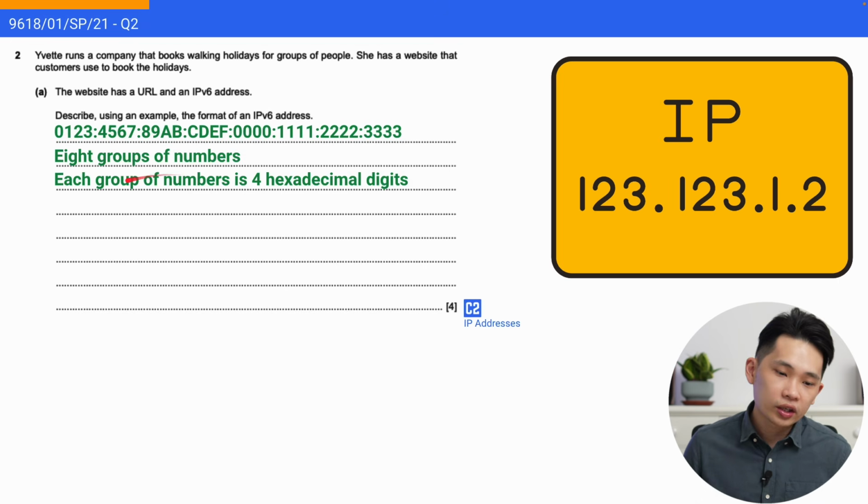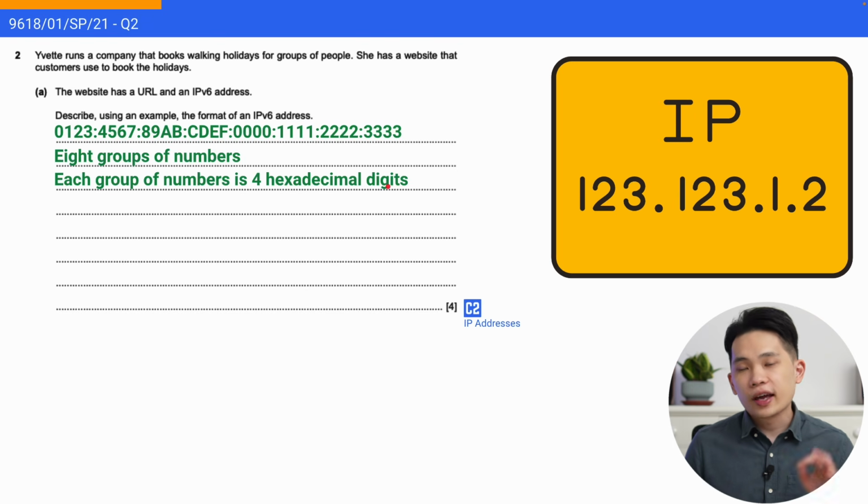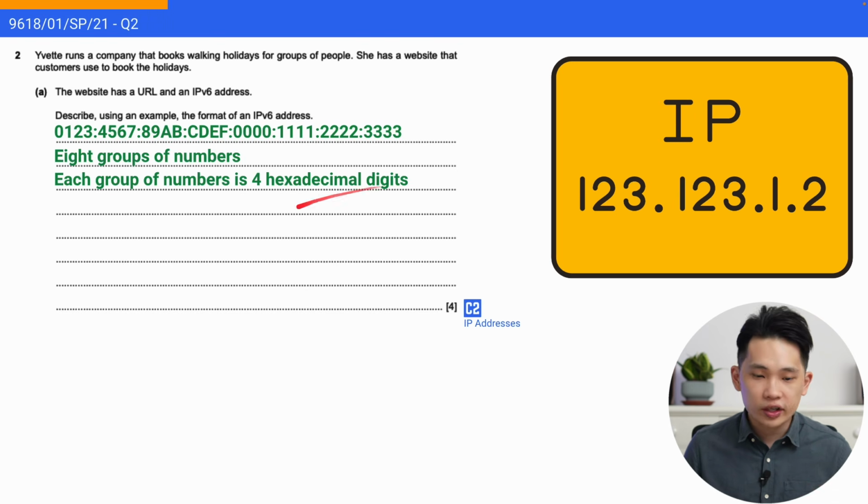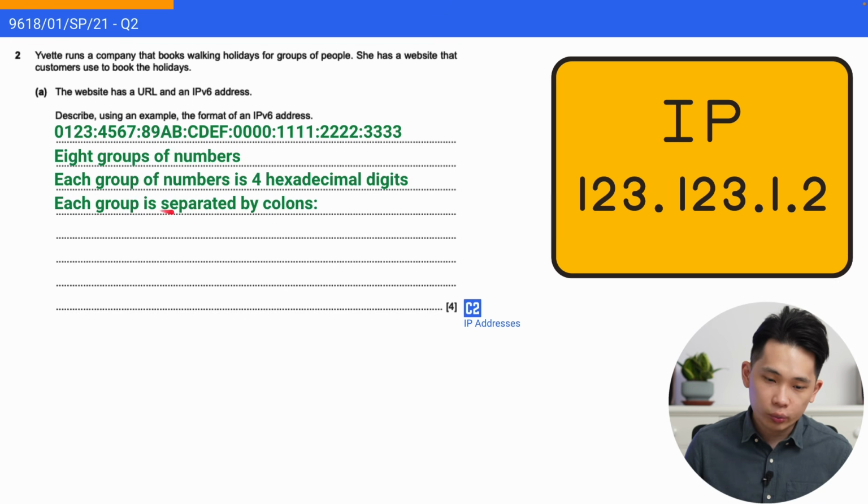And then next will be, each group of numbers is 4 hexadecimal digits. And finally, to get the last mark here, we can just write each group is separated by colons. So if you look at this, all these numbers are separated by these colons here. So this is how you could get 4 marks for this question here. If you know the format of IPv6 by heart, it's actually quite doable.